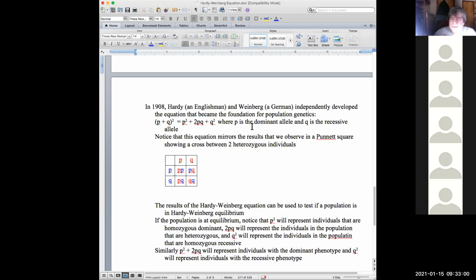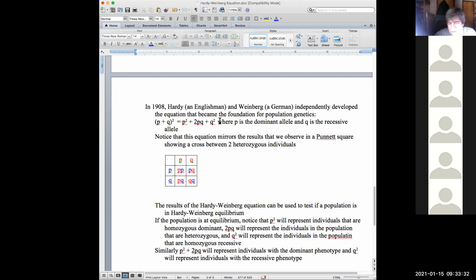So let's see what the Hardy-Weinberg equation is now, because we're going to be using these frequencies in the Hardy-Weinberg equation. The Hardy-Weinberg equation was developed in 1908. So remember, Mendel's work was rediscovered in 1900. So this is really just within a decade after Mendel's work was discovered. And it was discovered separately by two scientists, Hardy, who was an Englishman, and Weinberg, who was a German.